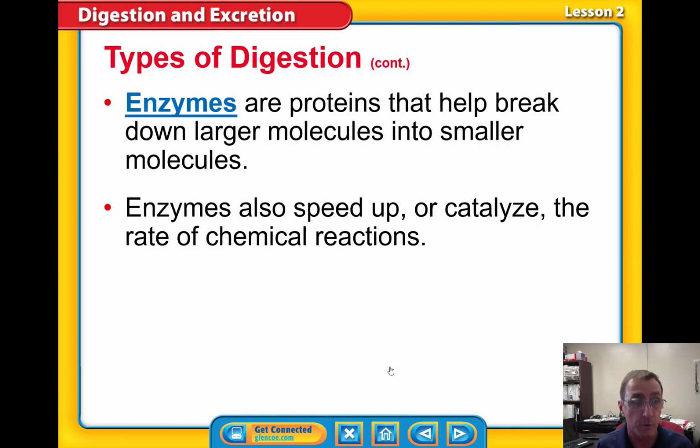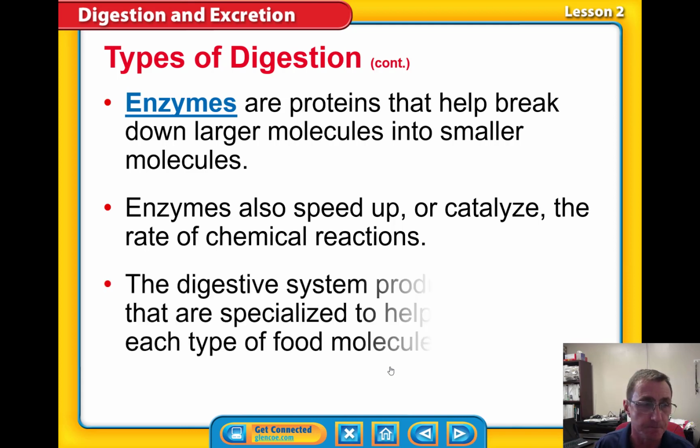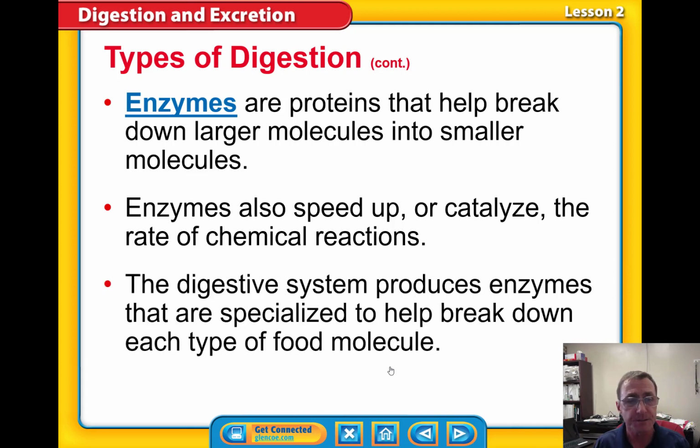Just think if we didn't have those enzymes, it would take a much longer time to break down food, and it might not break down at all. It would make digestion a lot slower. So it speeds it up, makes it more efficient. The digestive system produces enzymes that are specialized to help break down each type of food molecule.